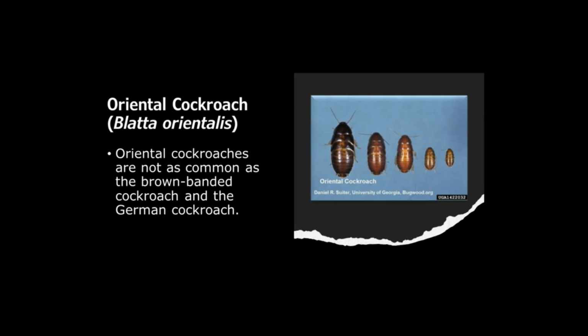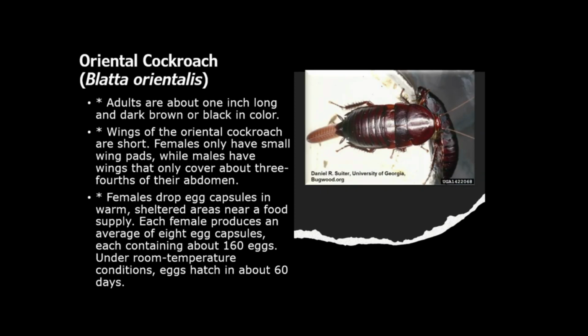Oriental cockroach, Blatta orientalis. Oriental cockroaches are not as common as the brown banded cockroach and the German cockroach. Adults are about 1 inch long and dark brown or black in color. Wings of the Oriental cockroach are short. Females only have small wing pads, while males have wings that only cover about 3/4 of their abdomen.